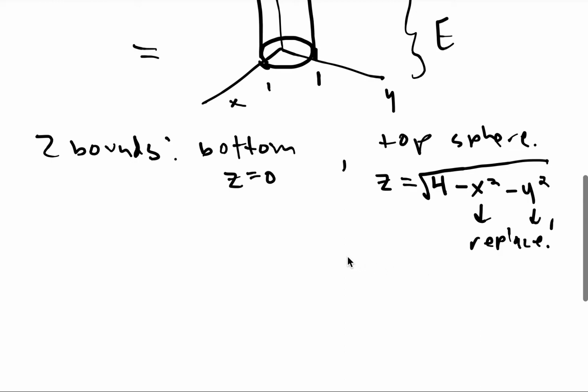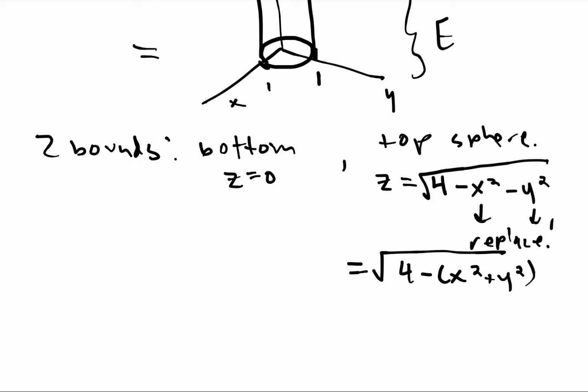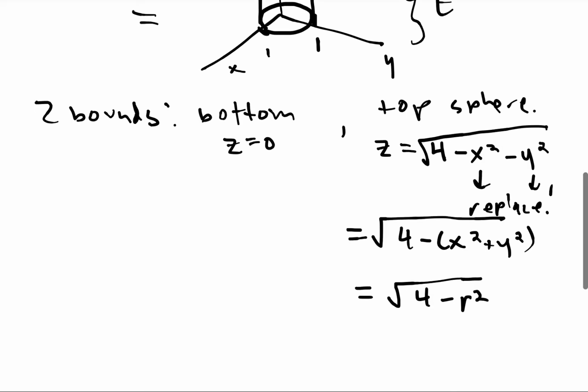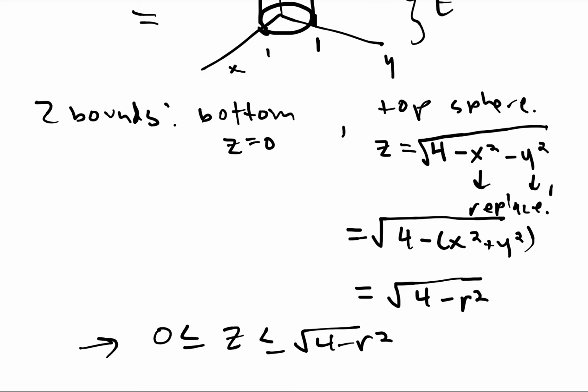Probably the faster way to accomplish this is, I'll show you guys a little trick. Think about this as 4 minus the quantity of x squared plus y squared. If we do that, I've already given you guys the shortcut. That's going to turn into 4 minus r squared. So we've really got that my z bounds here are going to be stuck between 0 and root 4 minus r squared. Okay.